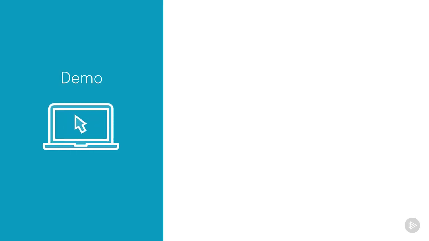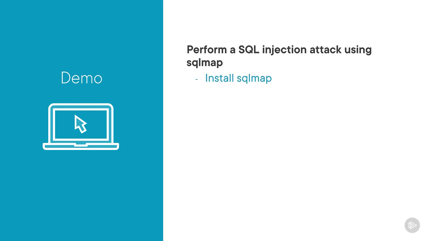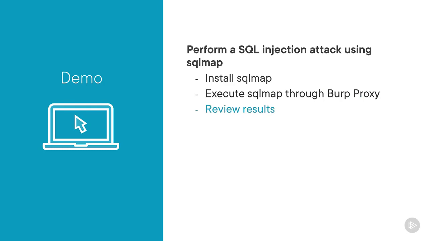In this demo, we're going to perform a SQL injection attack using sqlmap. First, we're going to install sqlmap. Then we're going to execute sqlmap through Burp proxy. And then we're going to review the results.